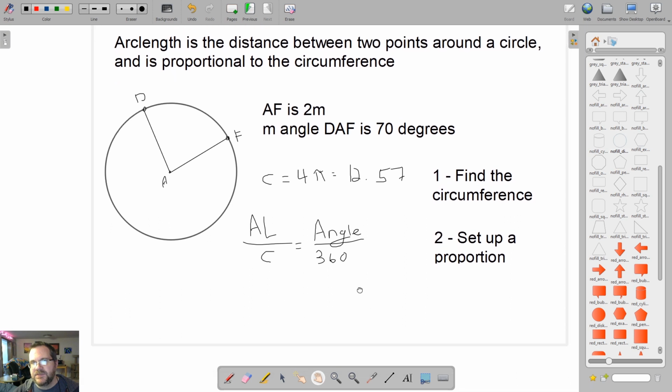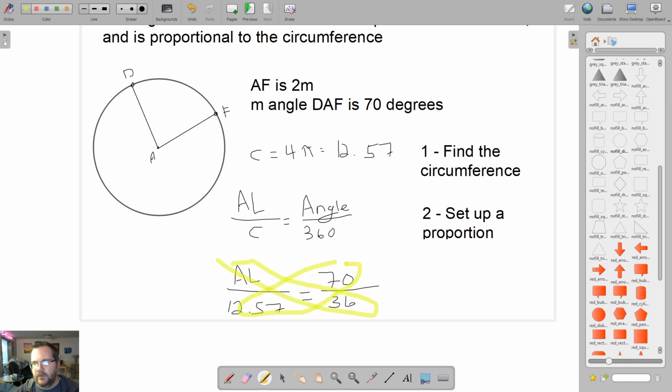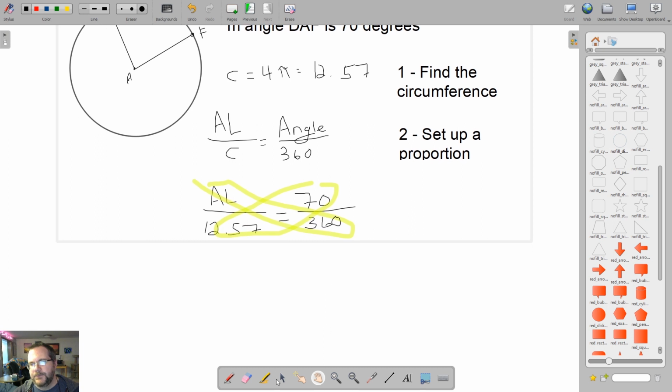So now I just have to substitute stuff in to find out what the arc length would be. I don't know the arc length, so I'm going to leave that as AL. I do know the circumference, and I'm going to use the decimal value this time. That's 12.57. I know what the angle is. It's 70 degrees. And I know what 360 is. Now from here, I'm going to cross multiply. So AL times 360 on one side, and on the other side, I'm going to do 70 times 12.57.